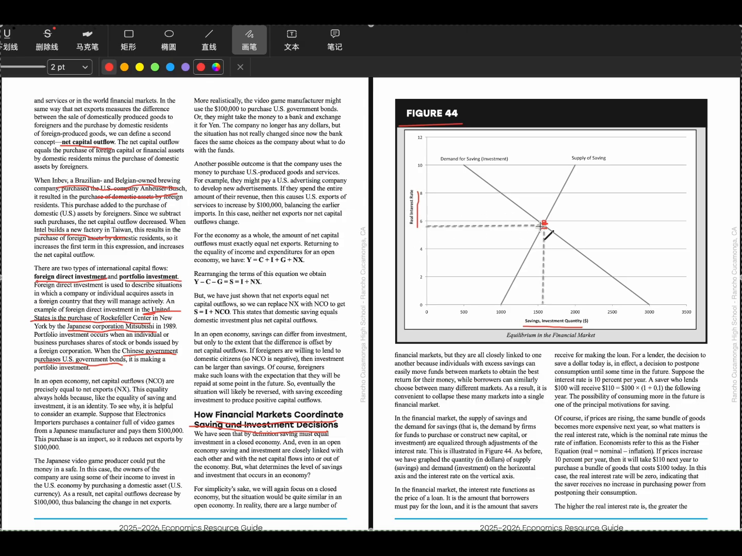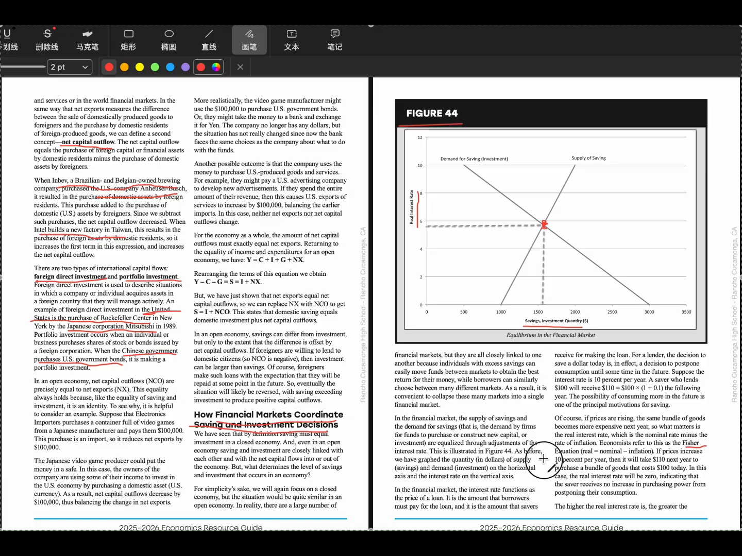So this is actually how the financial market decides its real interest rate and the savings and investment quantity. But wait, did we just say real interest rate? Is there a fake interest rate? Well, not really, but there is a nominal interest rate, just like with GDP. So how exactly is that significant?